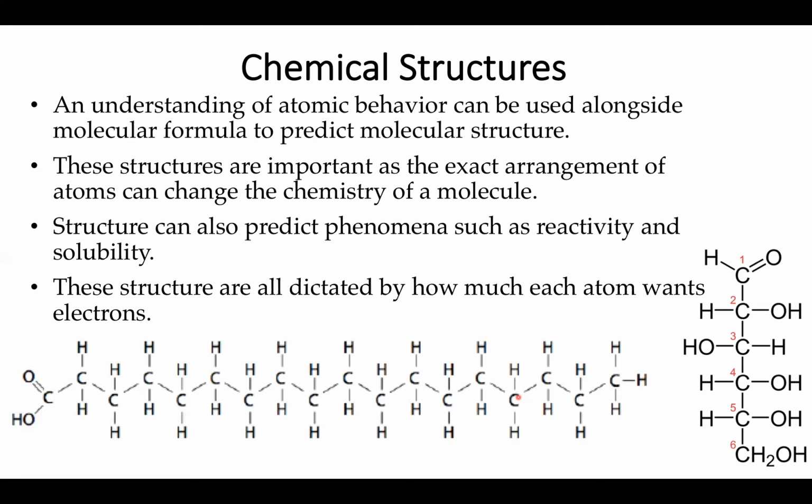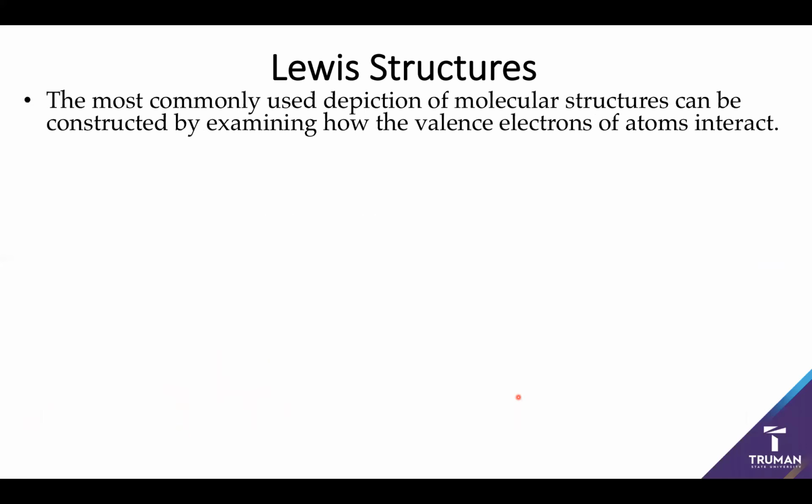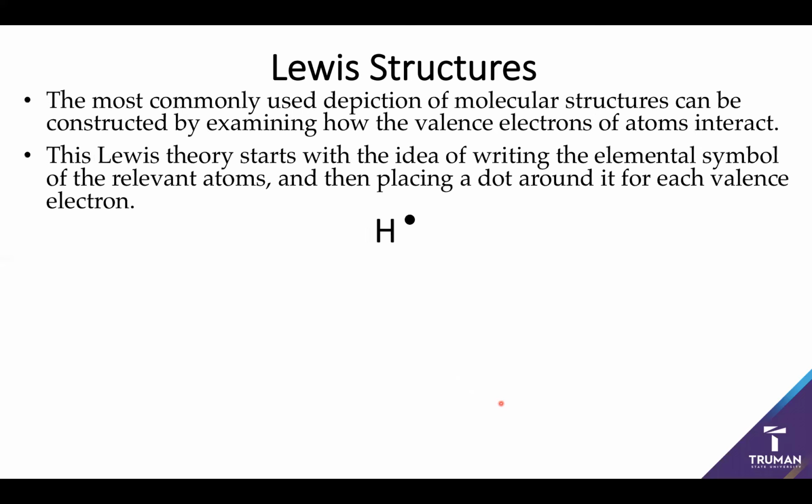So all of these essentially go down to this basic property of how much each atom wants electrons. So to a certain extent, it's all about electron configuration and electronegativity. One of the easiest ways we can build up these molecular structures is by starting with this idea that atomic interactions are determined by the valence electrons. So this helps build up Lewis theory, which starts with the idea of I write an element and I put a single dot around it for each valence electron.